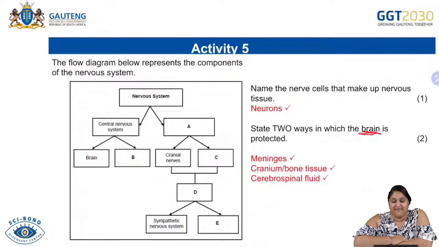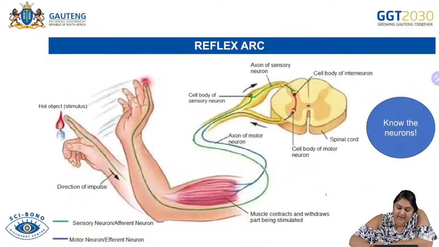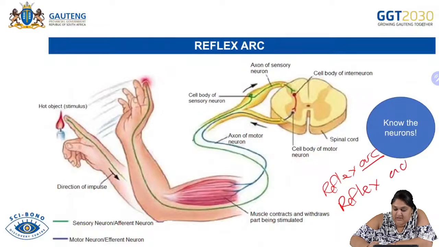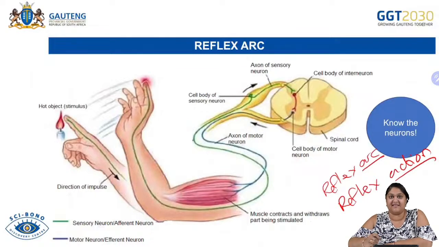Then you need to know the reflex arc. You need to know the neurons that are involved in the pathway, and you need to know the difference between a reflex arc and a reflex action. Please know this. Okay, the reflex action is the quick or fast automatic response. That is the response, that is the reflex action, whereas the reflex arc is the pathway that the neurons are going to take to carry out the response. Okay, so those are the differences.